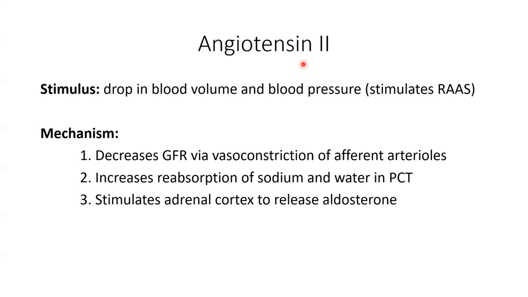So angiotensin II affects renal physiology in 3 main ways. It decreases glomerular filtration rate by causing vasoconstriction of the afferent arterioles. It enhances reabsorption of sodium and water in the proximal convoluted tubule. So if we reabsorb more sodium, water will follow it to balance out that osmolarity. And then it also stimulates the adrenal cortex to release aldosterone. And so we'll talk about aldosterone in a second.